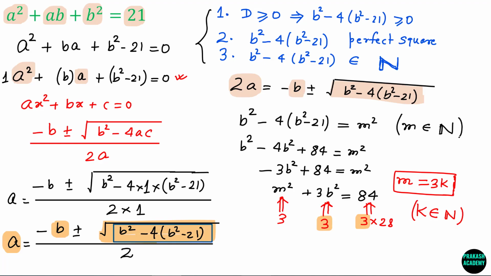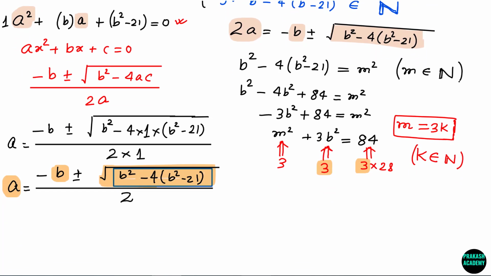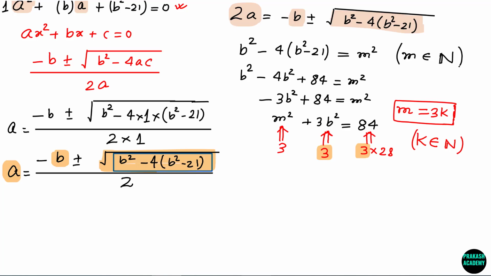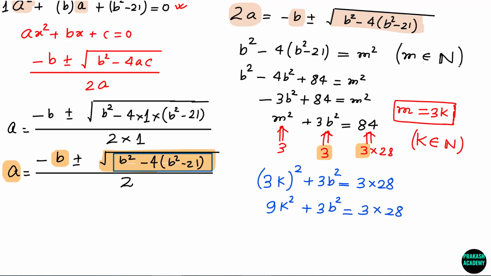So now let us replace this with k, m is equal to 3k. So now I can write this expression becomes m is equal to 3k. So (3k) whole square plus 3b whole square is equal to 3 into 28. So this becomes 9k square plus 3b square is equal to 3 into 28. Let us cancel 3 throughout. So this will be 3k square plus b square, and this is equal to 28.